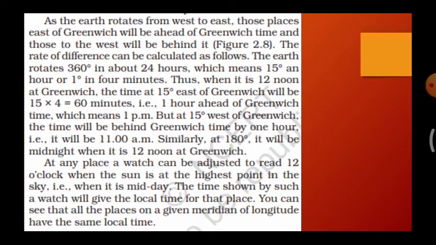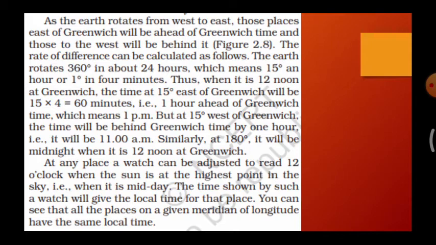So when the earth is rotating like this, the sun's rays will fall on only one side of the earth. The other side will be dark. So like this it will change when the earth rotates. The rate of difference can be calculated as follows. The earth rotates 360 degree in about 24 hours, which means 15 degree an hour or 1 degree in 4 minutes. So like that we can divide that.